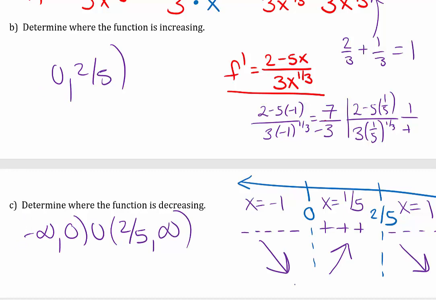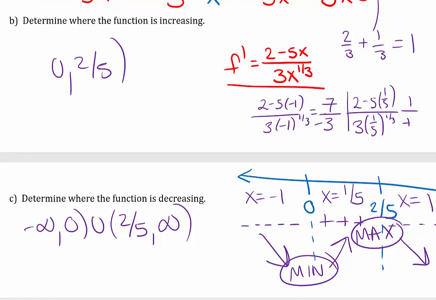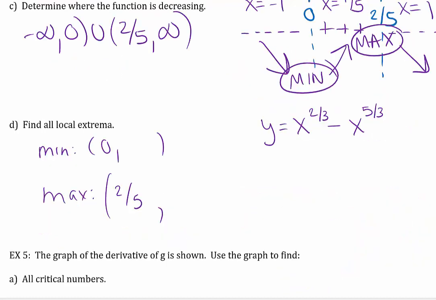And then finally for the local extrema, it looks like we're going to have both a min and a max. The min occurs at 0, the max occurs at 2/5. Finally, I need to give the y-coordinates of those points. So I take 0, I plug it into my original function, I get 0. So my min is at (0, 0).